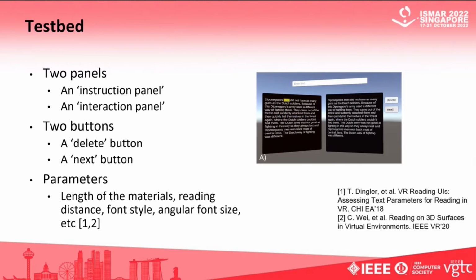And we also provided two buttons. One delete button to delete the selection, and one next button, which the user can click when they finish the current selection to proceed to the next selection. Parameters such as length of the materials, reading distance, font style, and angular font size are all based on the literature, and we have adjusted them accordingly with 5 pilot users.